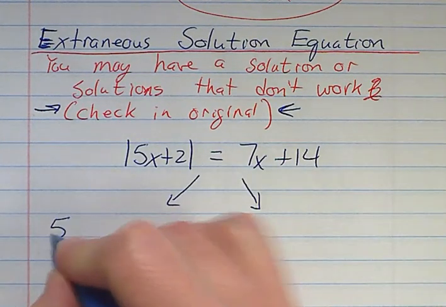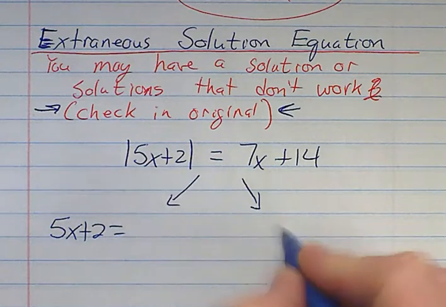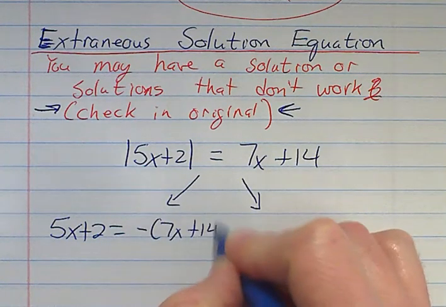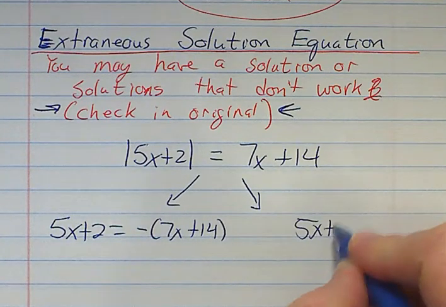Alright, so you're still going to do the same thing. You're going to split it off where you got the absolute value, take that away, make one part of it negative, and then make the other part of it positive.